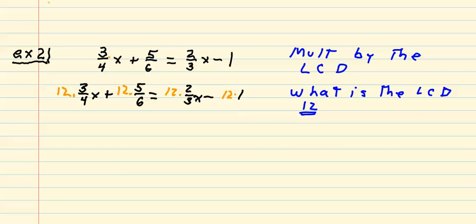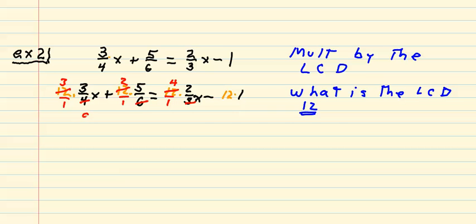Now, 4 goes into 12 3 times. And really it's 12 over 1. Put this all over 1. There's no fraction here, it doesn't matter. 6 goes into 12 twice. 3 goes into 12 4 times. And now I've eliminated my fractions.